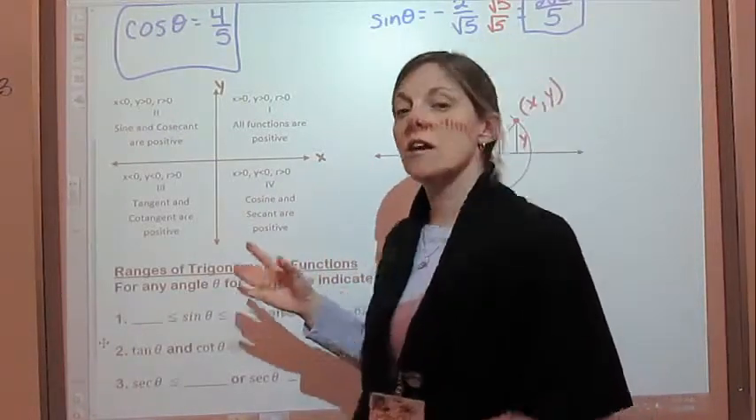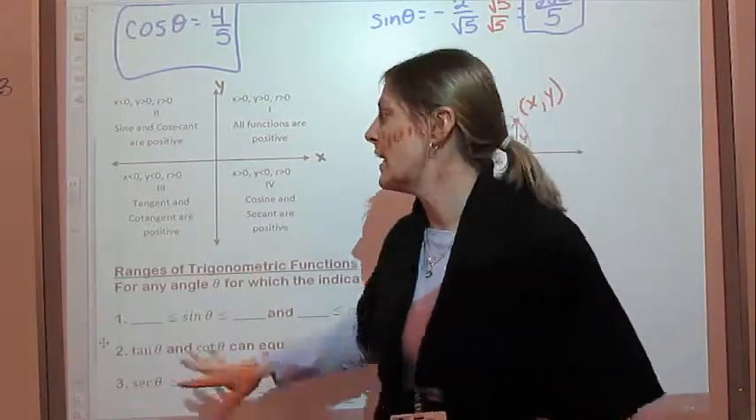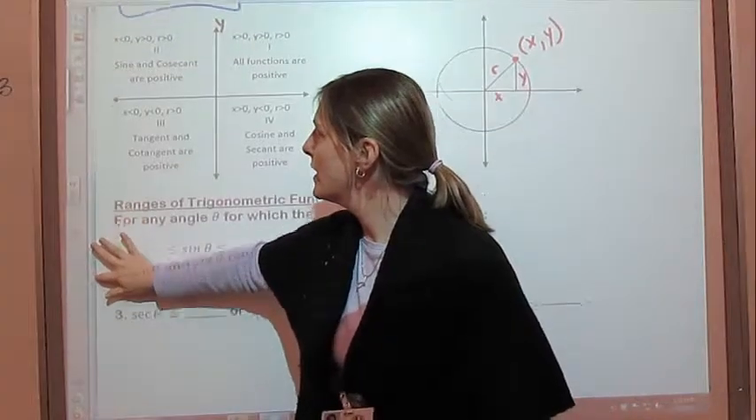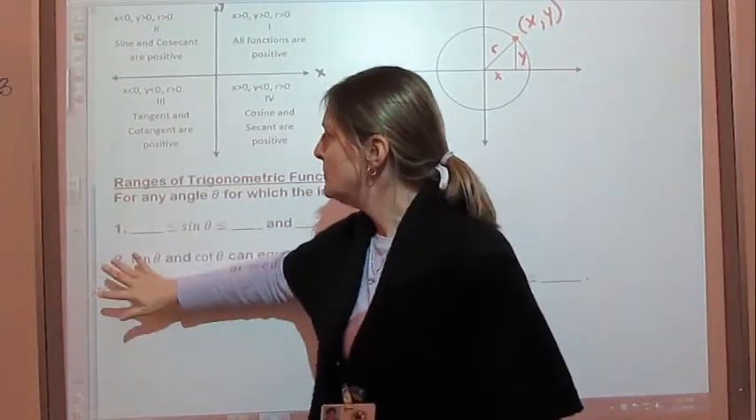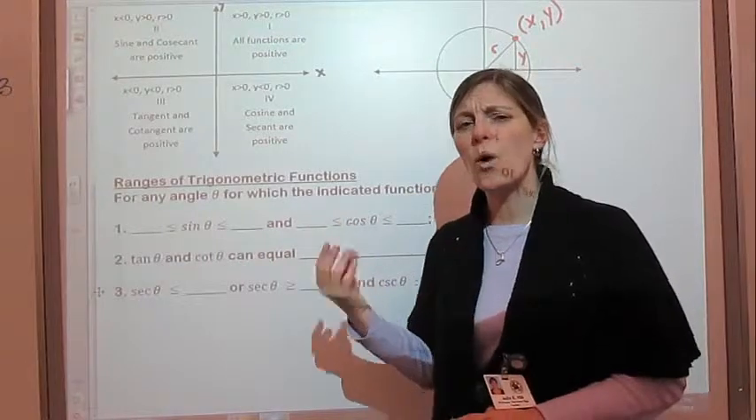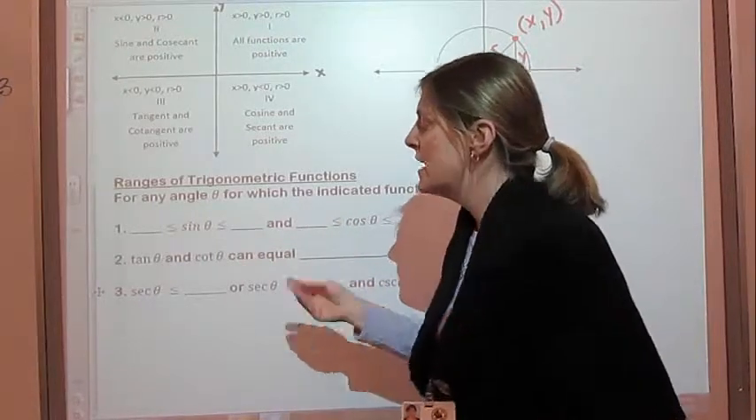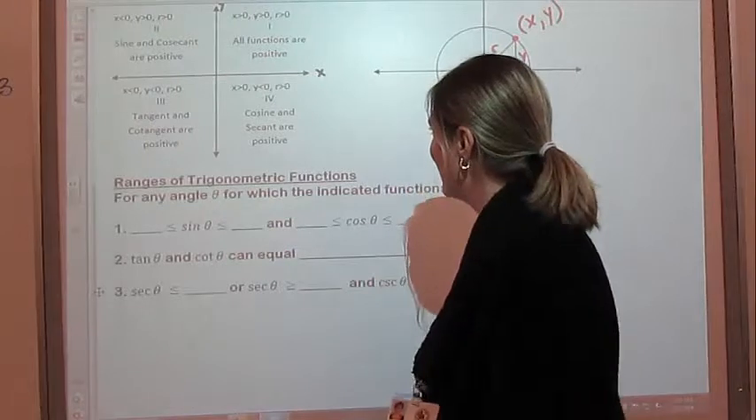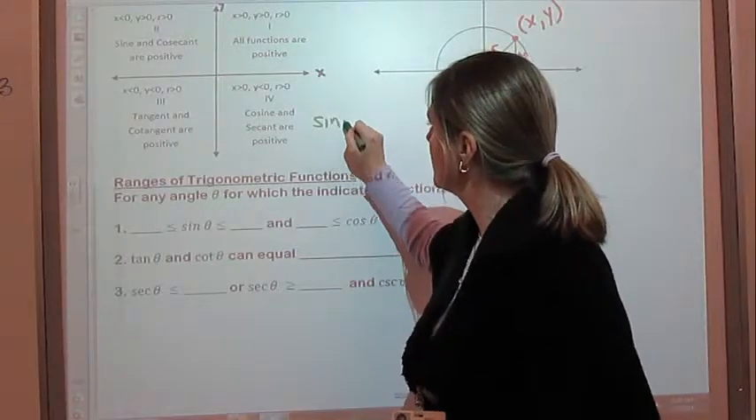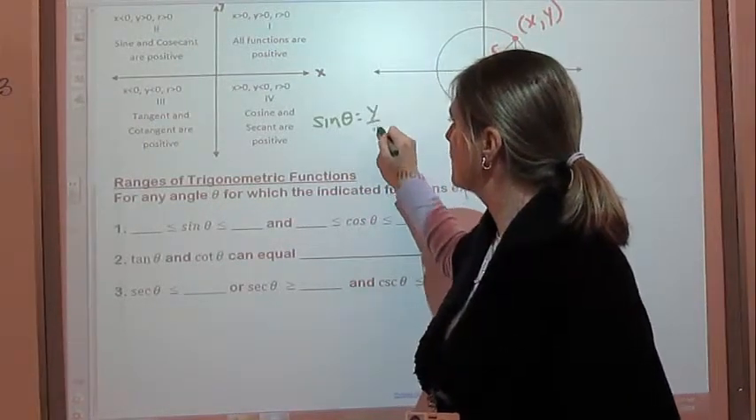Okay, so now let's take a look at the ranges for possible values. We know that we can have negatives and positives, but now we want to look at what is possible. So now let's take a look at what sine is. Remember that sine of theta is y over r.